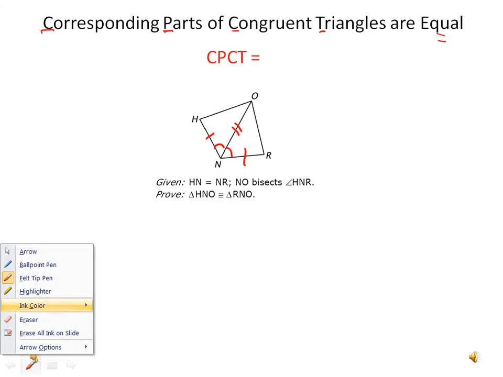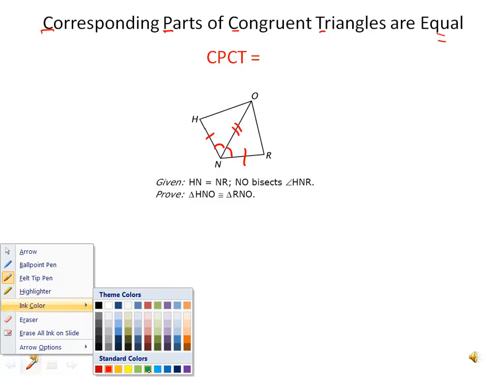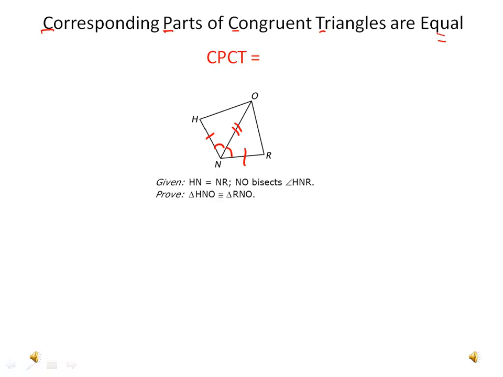So what does this mean? Corresponding parts of congruent triangles are equal. After I have proven the triangles are equal, but only after, then I can say, by corresponding parts of congruent triangles are equal, HO equals RO. Angle H equals angle R. Angle HON equals angle RON. All that by corresponding parts of congruent triangles are equal.